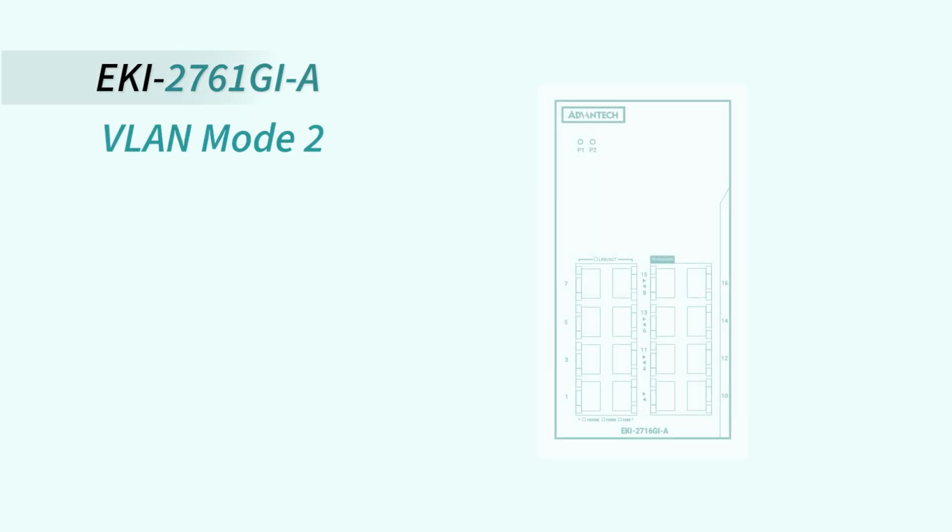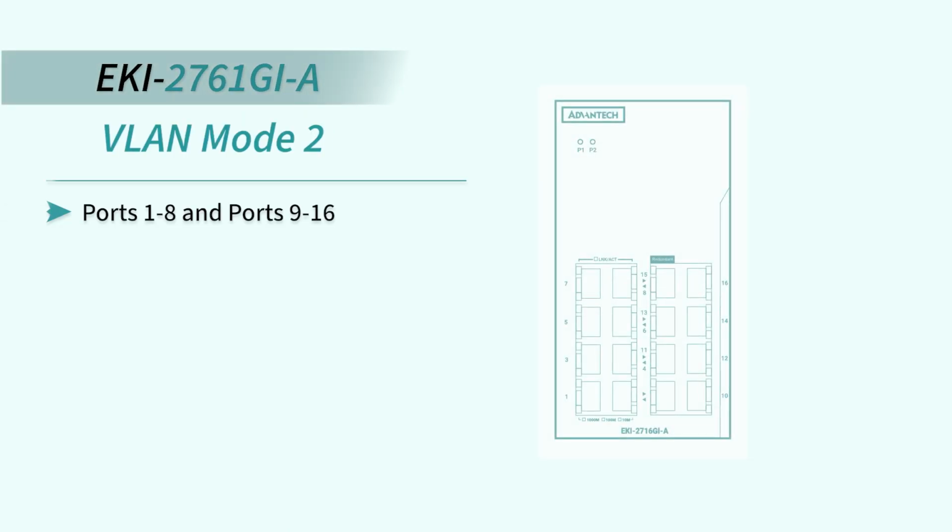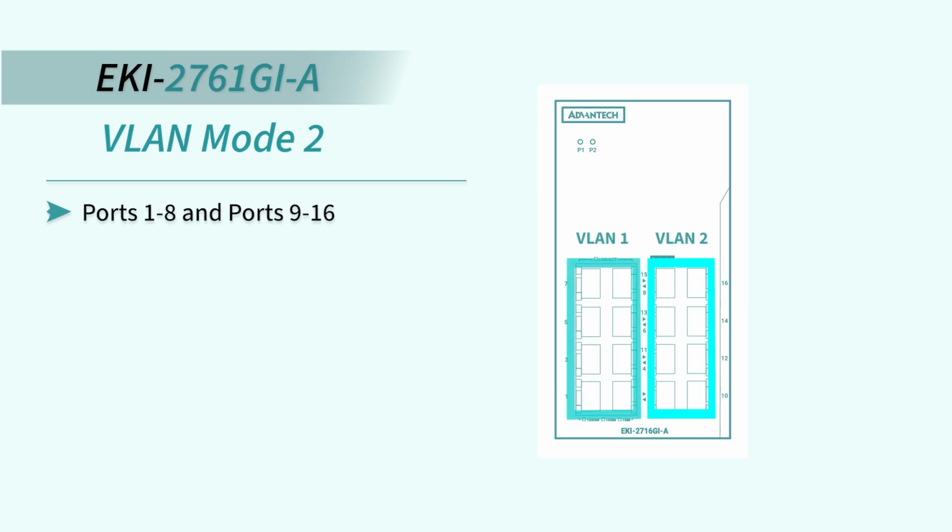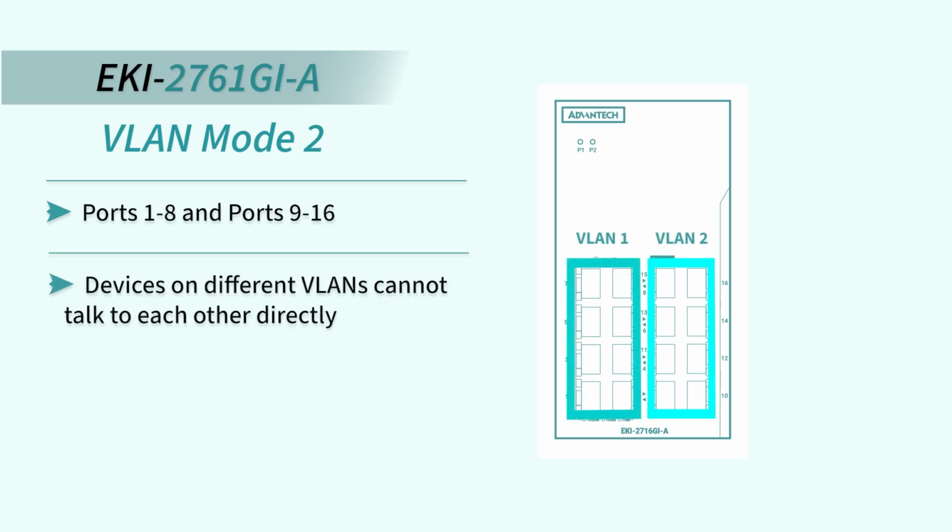And in VLAN mode 2, the grouping changes into two sets of fixed VLANs, ports 1 through 8 in one VLAN and ports 9 through 16 in another, effectively turning this into two separate 8-port Ethernet switches. Devices on different VLANs can't talk to each other directly.